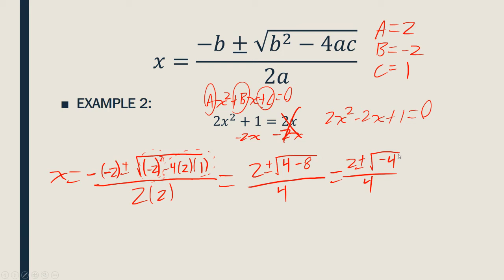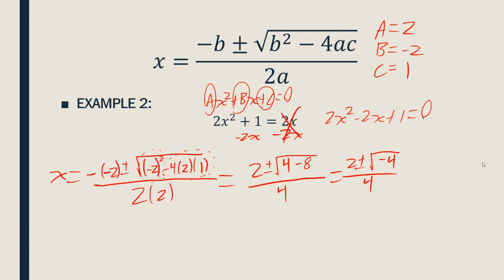Alas, no. Remember, we've talked about that it is okay to have imaginary solutions. In fact, it's pretty common to have imaginary solutions. So, what do I do with this? What am I going to do with this? Well, if I have 2 plus or minus the square root of negative 4, all divided by 4, this is what I'm going to do.